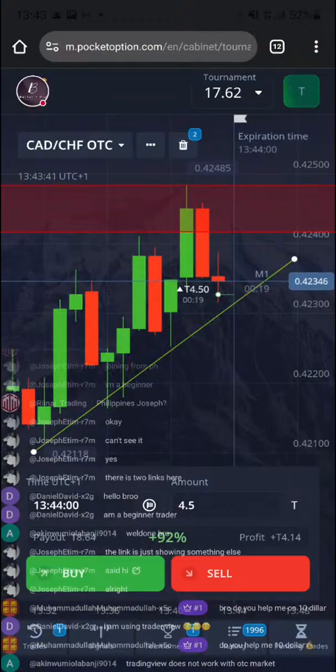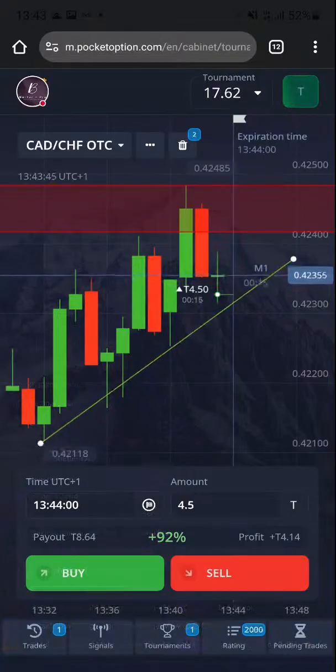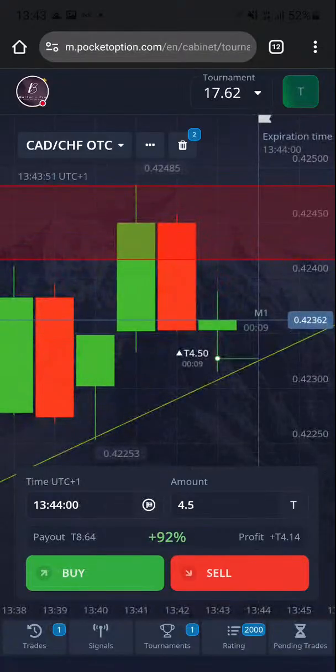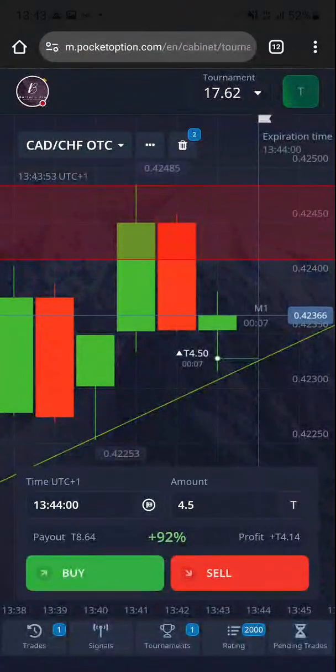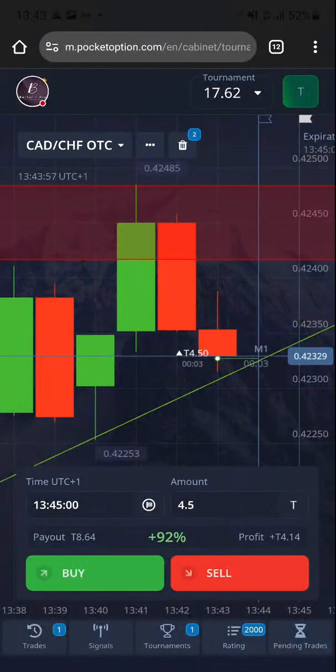Oh yes, TradingView doesn't work with the OTC market. It's true. Oh, I didn't even know that, Seth. Usually, I don't actually trade other kinds of markets though. I'm usually concentrating on OTC. So that's why I thought TradingView should work.